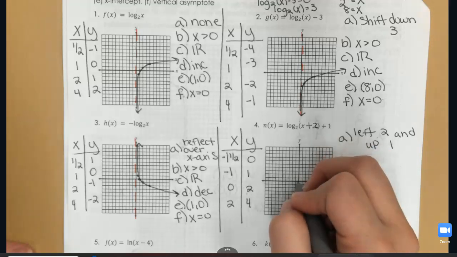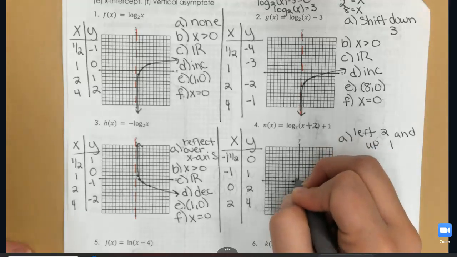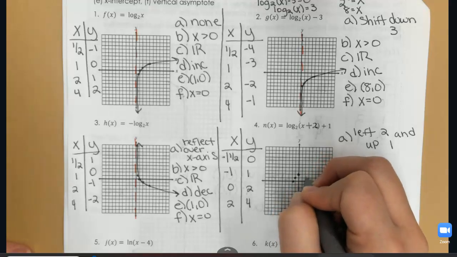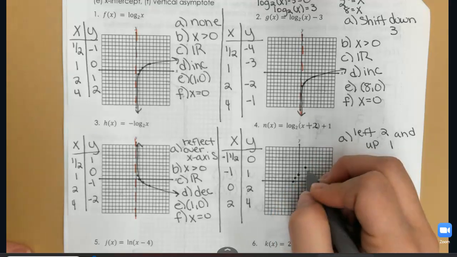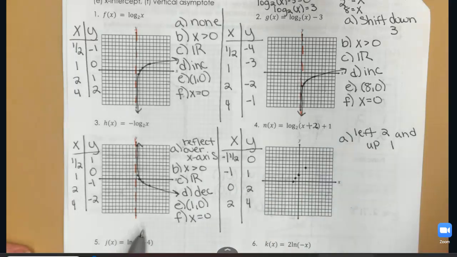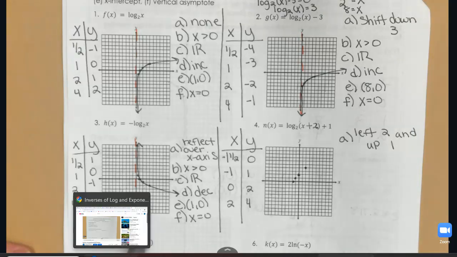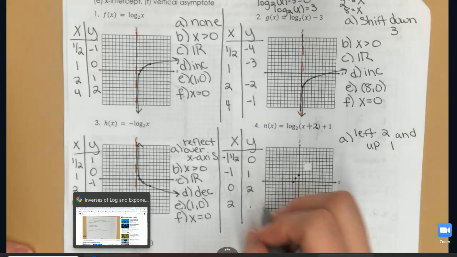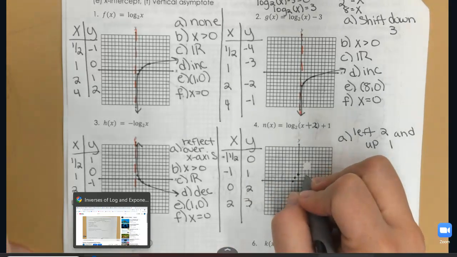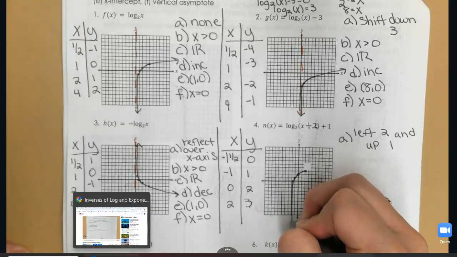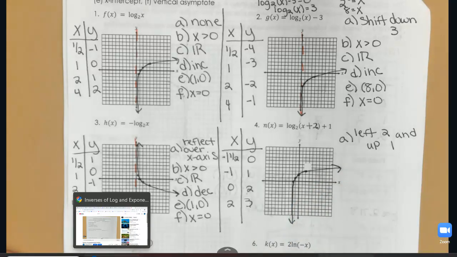So here we go. I added 1 too many on that one. That's on me. I was like, that doesn't look right. Okay, that should have been a 3. That was my bad. There we go. Okay, so there is our new graph.